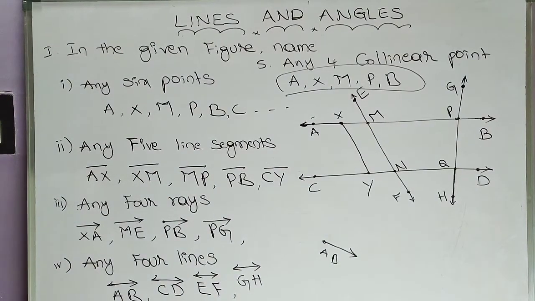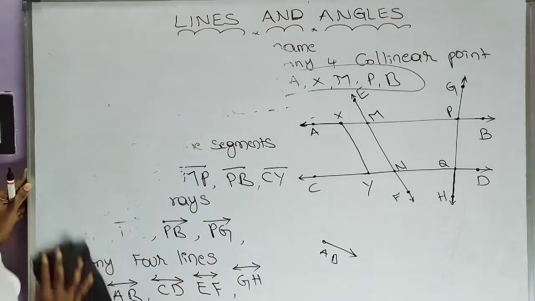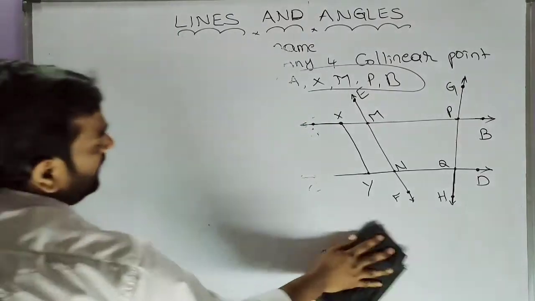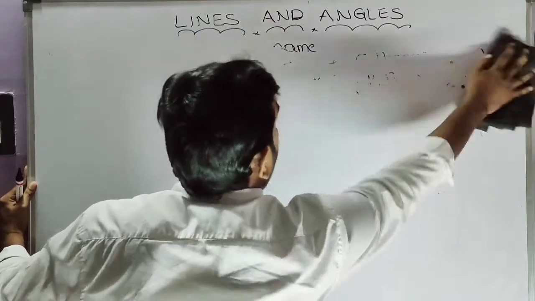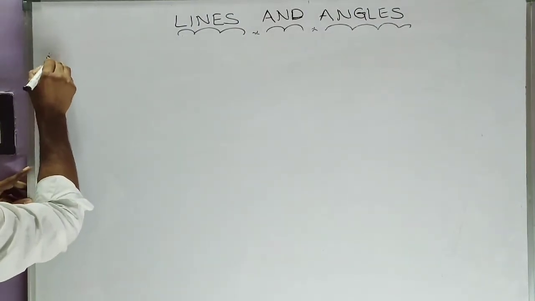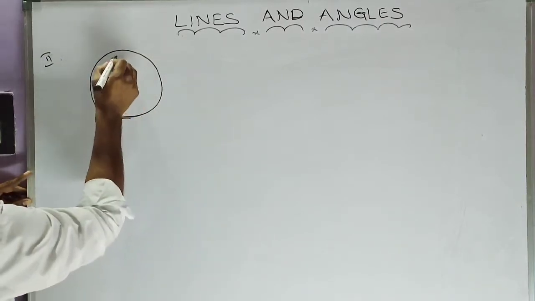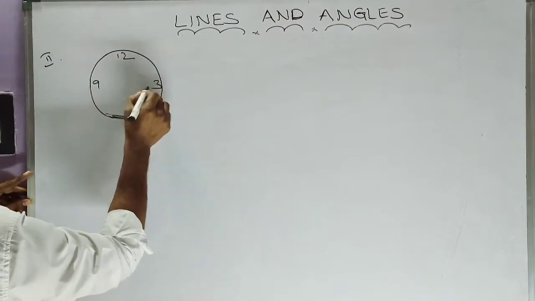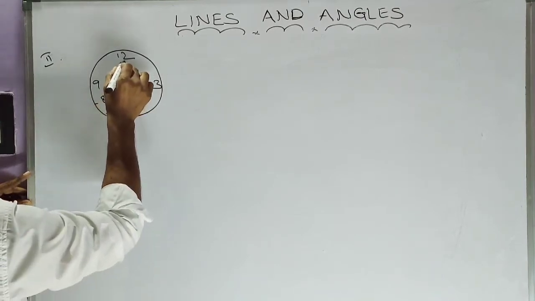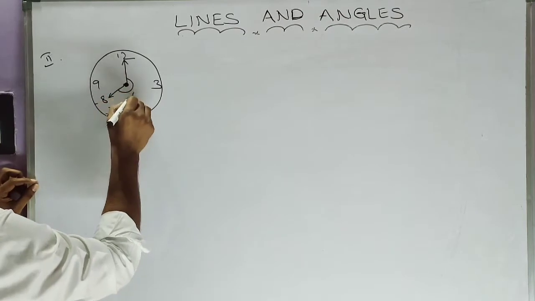Next, coming to another question. Second one: observe the following figure and identify the type of angles. Some figures are given. In that, the first one is a clock, and the time given is 8 o'clock. Here the question, second bit, is given like this. 12, 9, 3, 6, 7, here the 8. Time is given like this, and the angle is shown here as A.